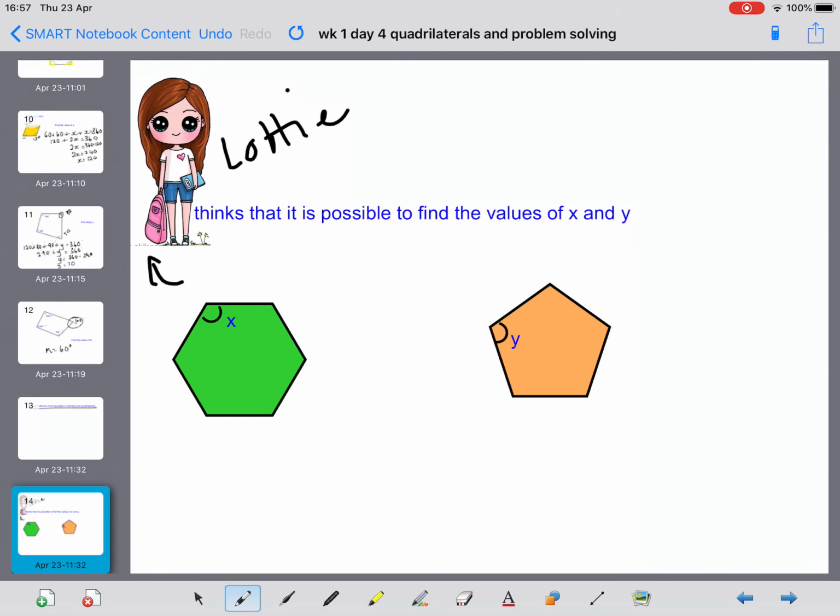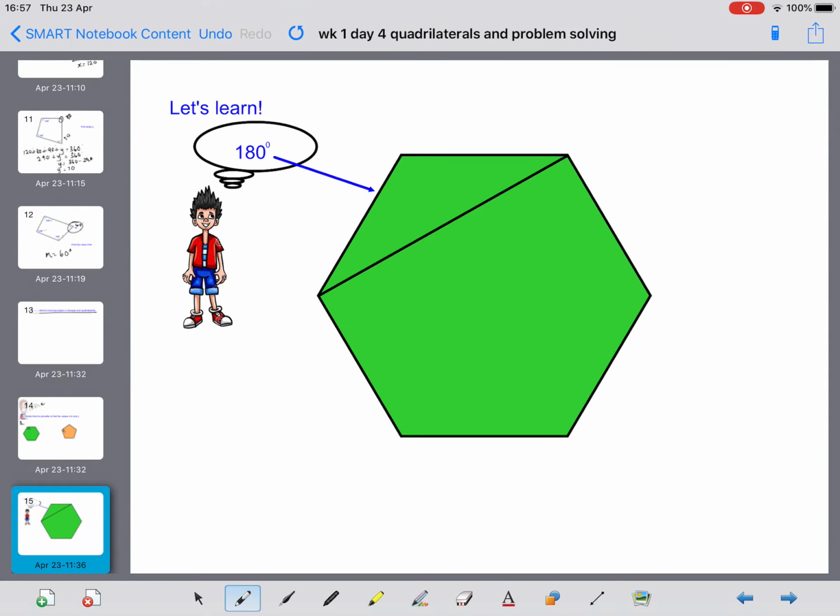Anyway, Lottie thinks that it's possible to find the values of x and y. Let's see if she's right.